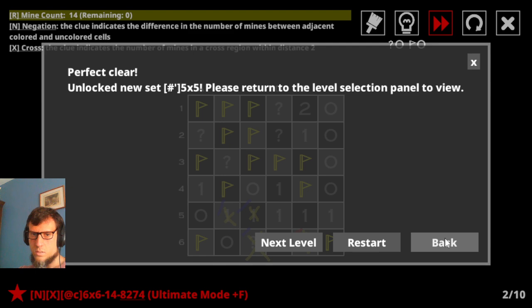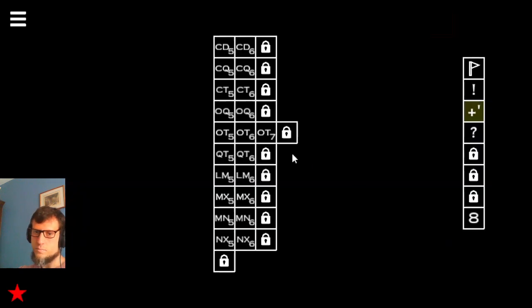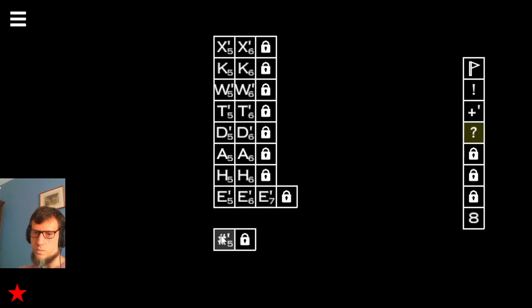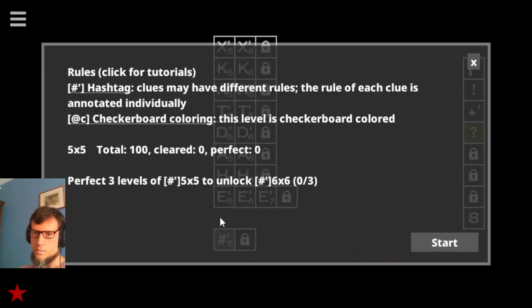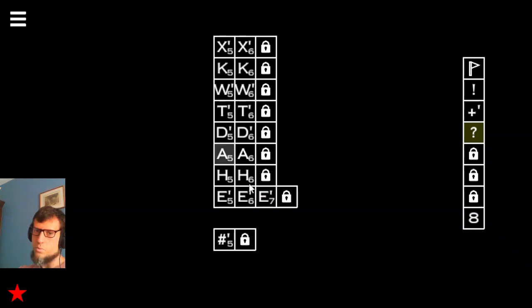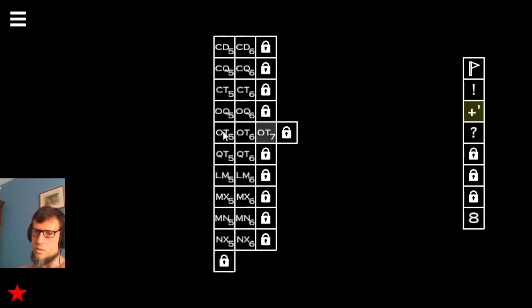Woohoo! Unlock new set. Hashtag 5x5. Please return to the level. So, or hashtag prime. Yeah, here it is. Ooh, it's like hashtag, except all of the bonus stuff, all the bonus variants, and all of these as well are also possible clues.